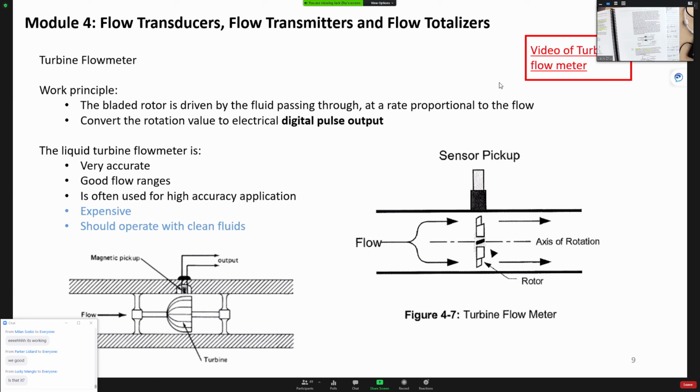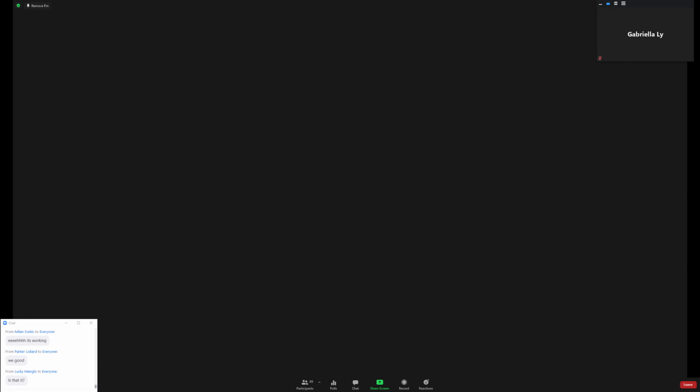But the detail I can show you in a video. So here's a few things: the output is a digital pulsed output signal. So they give you maybe a square wave or some kind of waveform digital pulse. Very accurate, good, but expensive. They have to operate with a clean flow, but you have to understand the basics of how they are sending out a digital pulsed output signal. So we can watch the video. I hope the video can explain better than me. That's always the case.